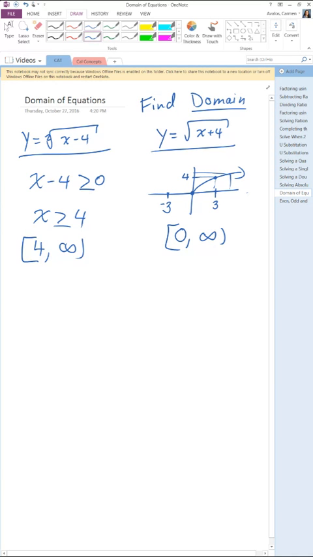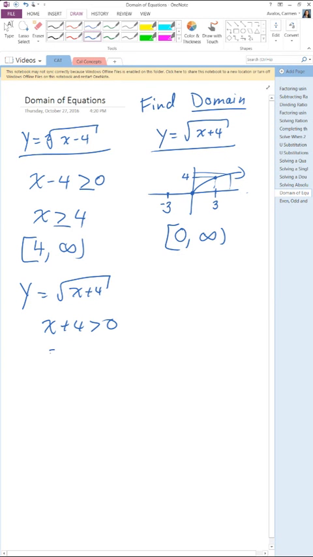Now we want to do y equals the square root of x plus 4. Here it's still the same thing. We're going to have whatever is inside. We're still finding the domain. The index is still even, so I cannot have a negative in there. And so then I end up with x plus 4 is greater than 0.